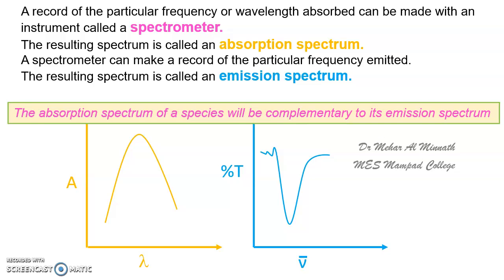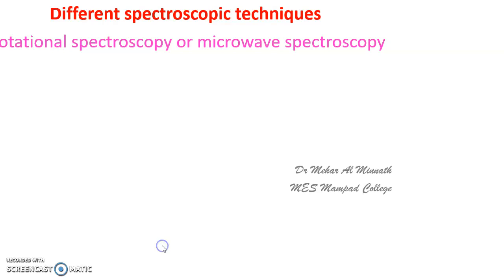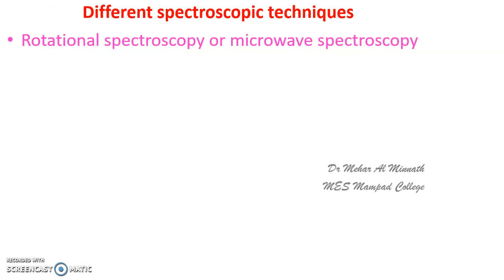Now we'll see the different types of spectroscopic techniques which we use. One of the spectroscopic techniques which we use is microwave spectroscopy or rotational spectroscopy.